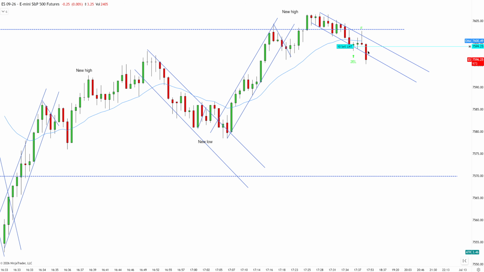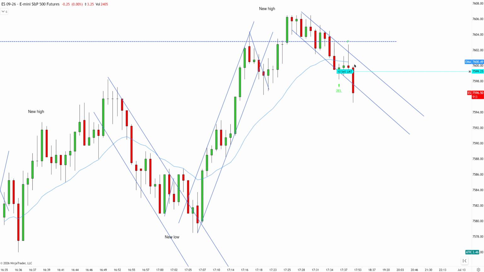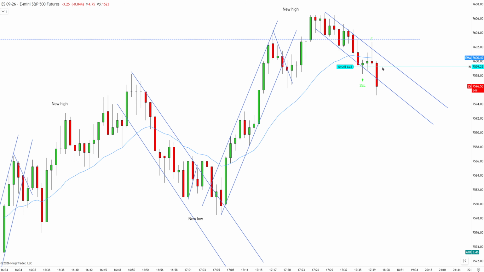Alright traders, I attempted to get a fill on the limit order here, but the scalp was already reached. This setup happened super fast. There was no way for me to catch it, unfortunately, so I had to cancel the order because the scalp was made.